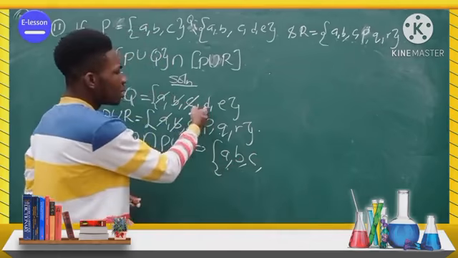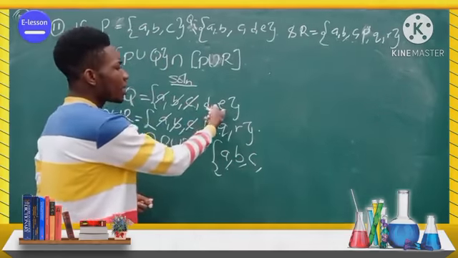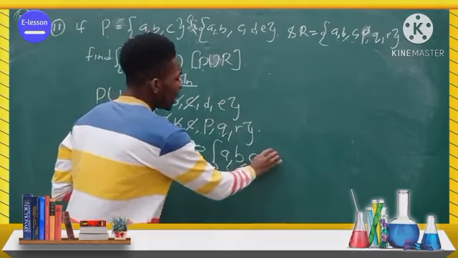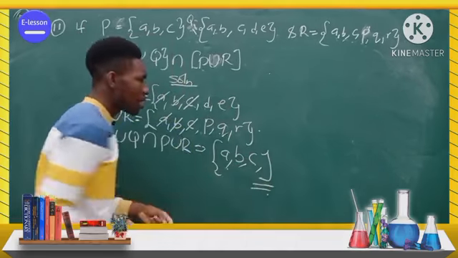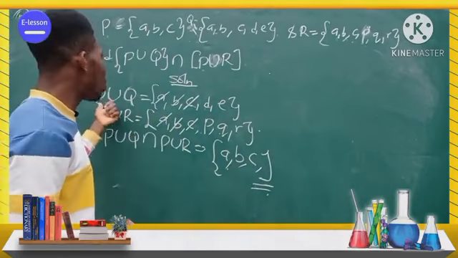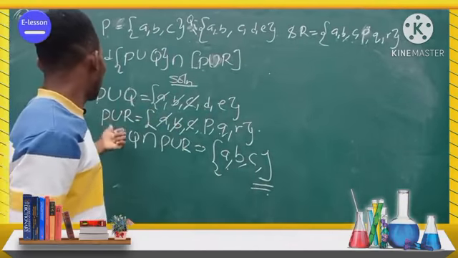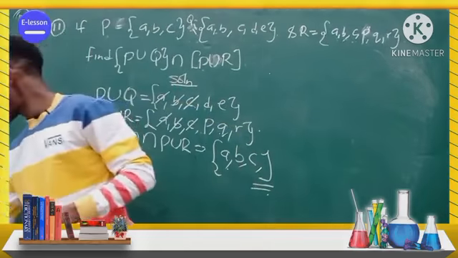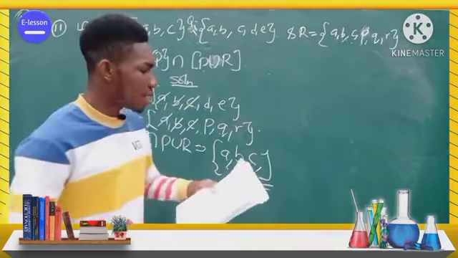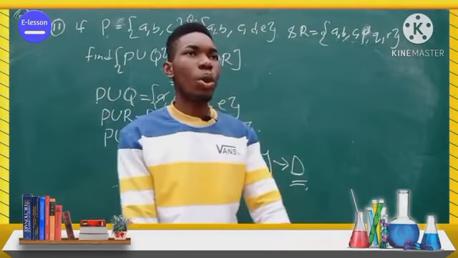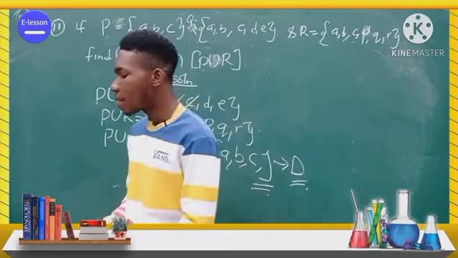Now look at D. Is D here? No. If you look at E, is E here? No. Is R here? No. So the intersection is A, B, C. That is what is common to P union Q and P union R. So that is the correct answer to that question, and that is option D. Number 11 is option D. That is the correct answer to your NECO past questions.